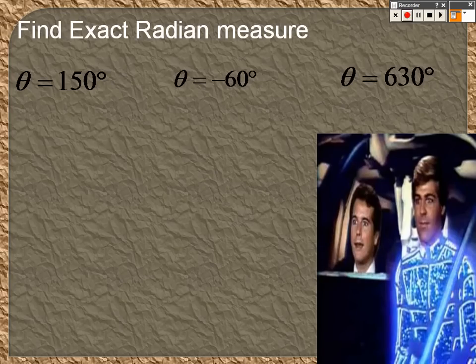And we'll find the exact radian measures here when we come back. We'll try to finish up some examples here on 6.1.